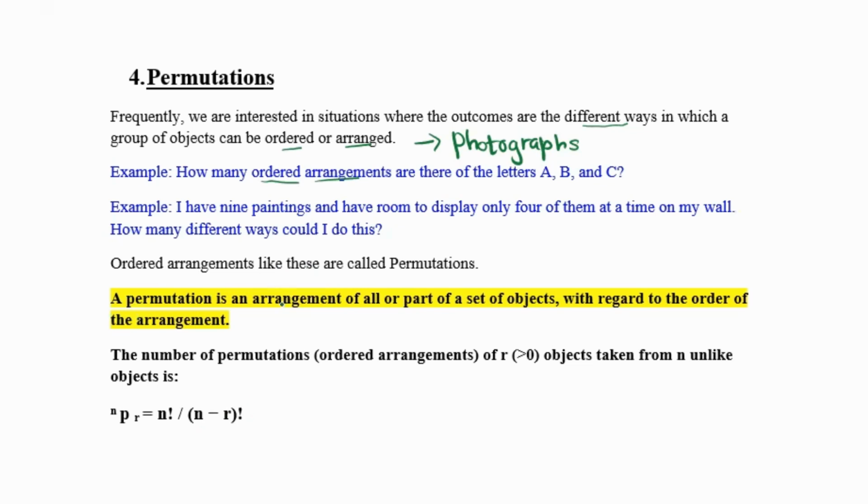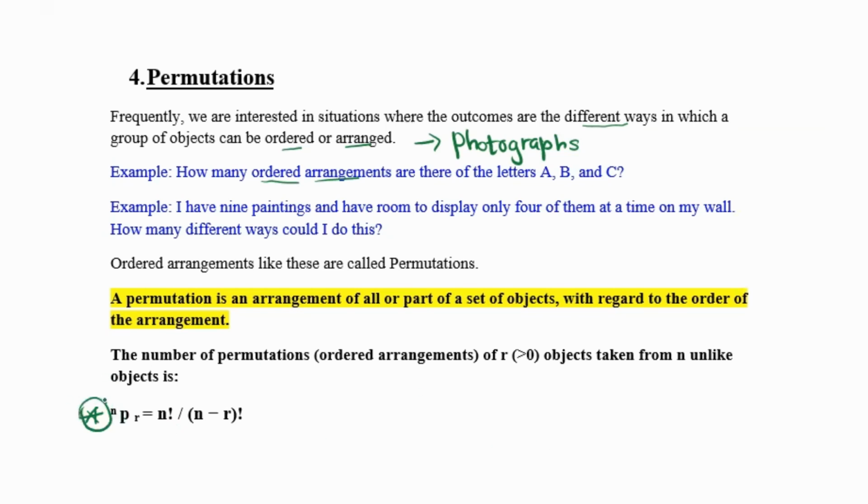Then a permutation is an arrangement of all or part of a set of objects with regard to the order of the arrangement, with regard to the order, which is a very important concept. Now let's see. There is an easy concept when it comes to permutations that you can always refer to. And that formula says nPr is equal to n factorial divided by n minus r factorial. So what does it mean to say n factorial over n minus r factorial? Well, let's see how it happens.